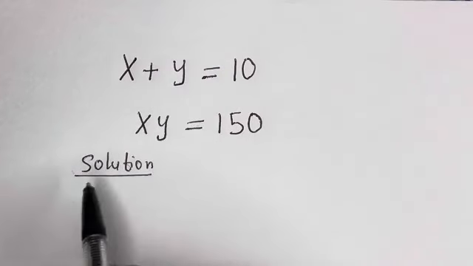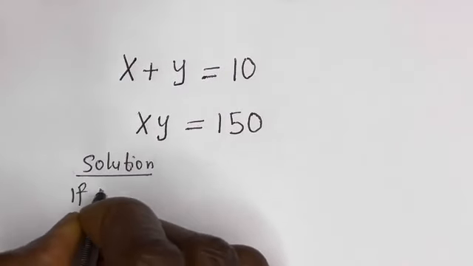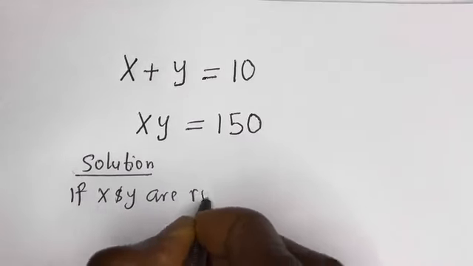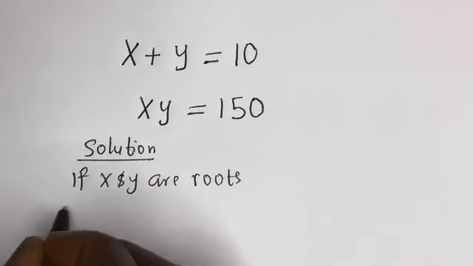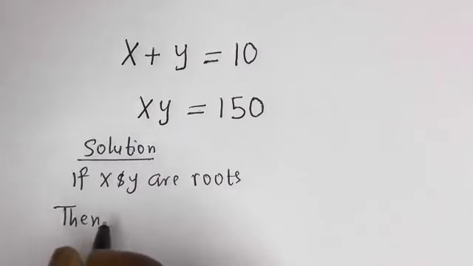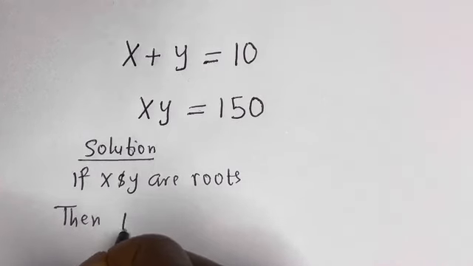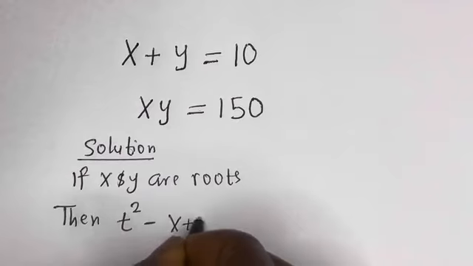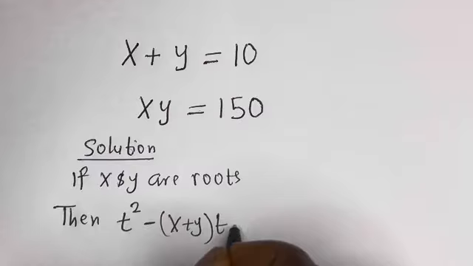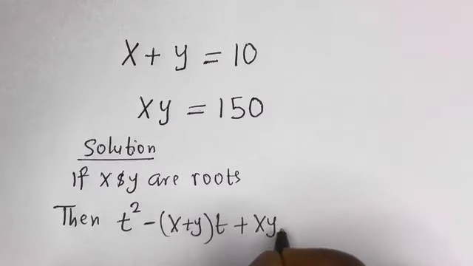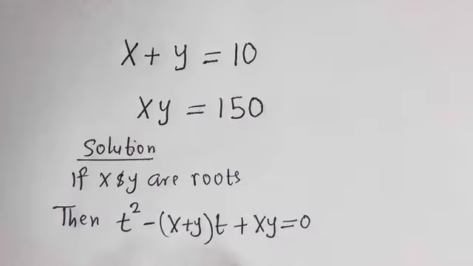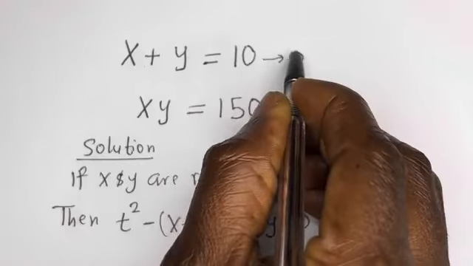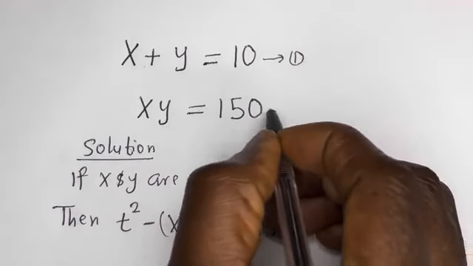If x and y are roots, then we have t squared minus (s plus y) t plus xy is equal to 0. From here, s plus y is equal to 10. Let us call this equation 1. And from here, sy is equal to 150. Let us call this equation 2.